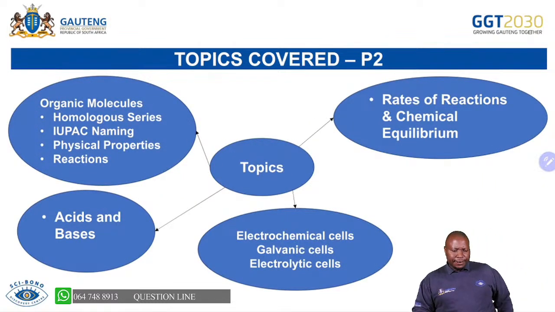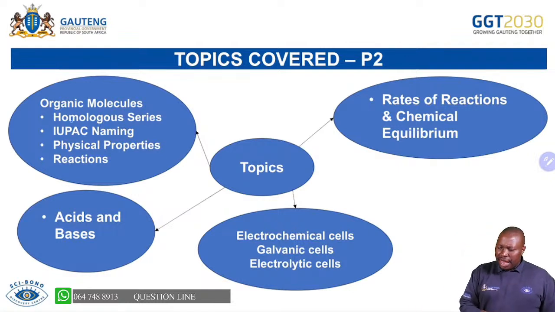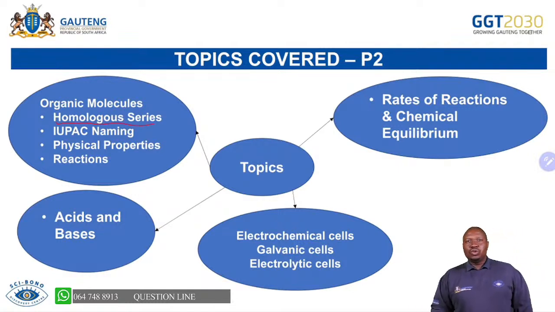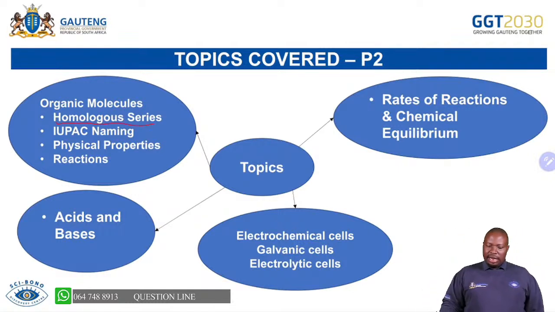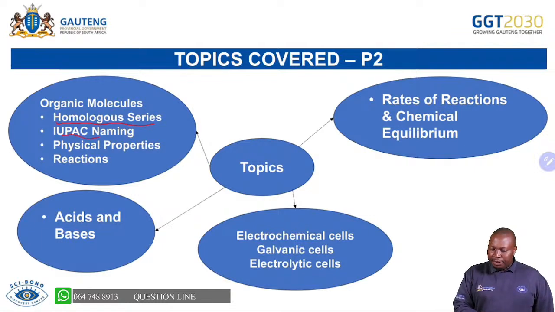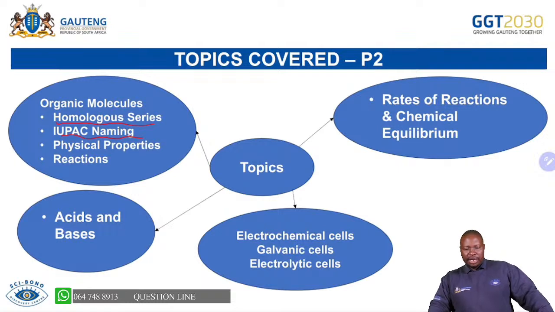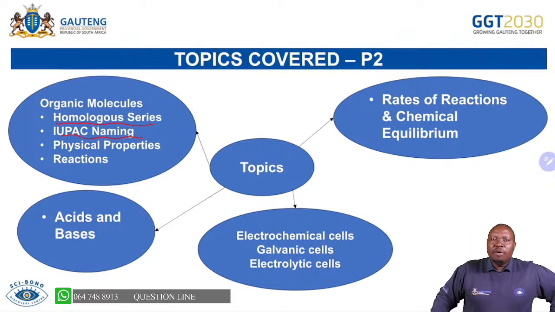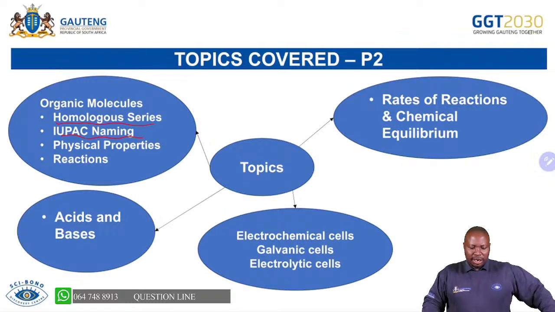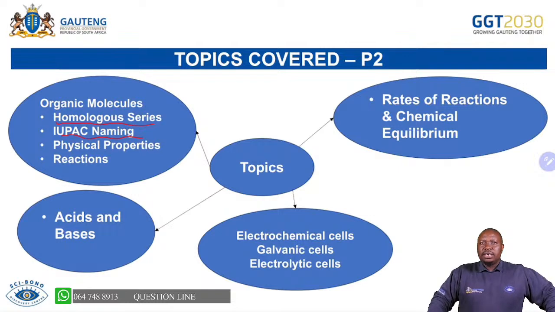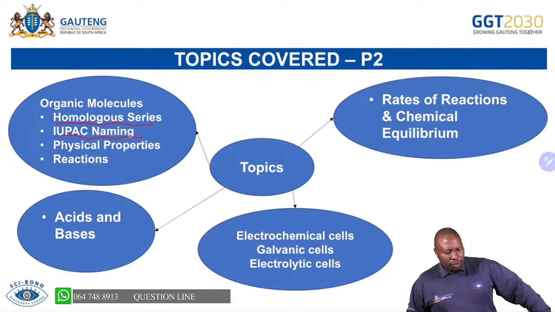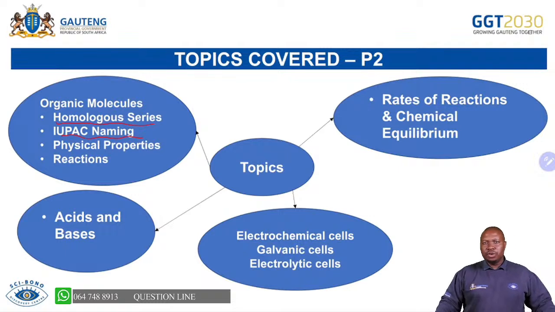In organic molecules, we'll be looking at the 9 homologous series, and then we'll be looking at the IUPAC naming. We'll be looking at your isomers. We'll be looking at your physical properties. Remember, we have 3 physical properties that we do in grade 12, which are your melting point, your vapor pressure, and your boiling point. And then we will do the reactions of organic molecules.